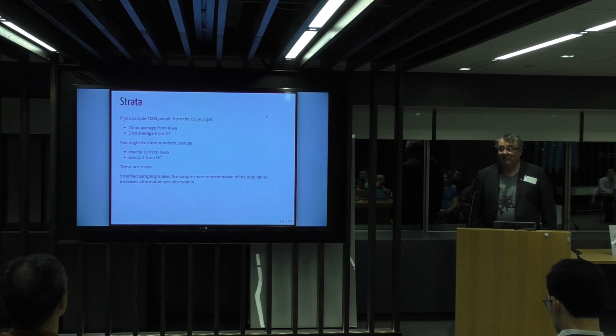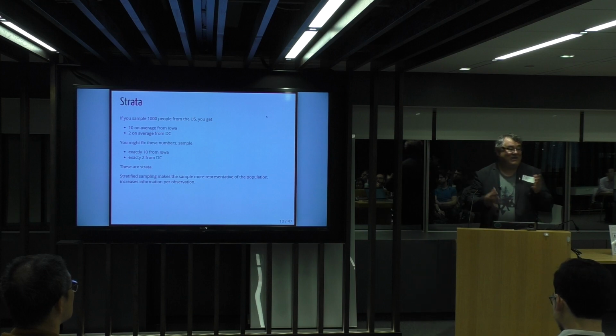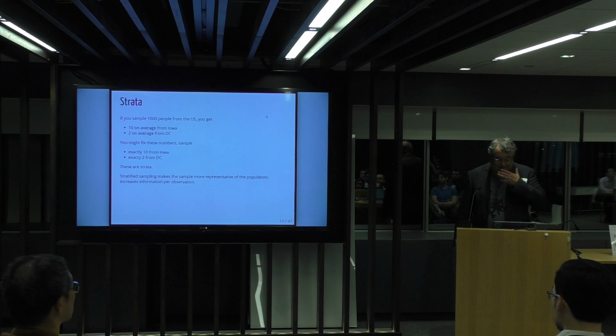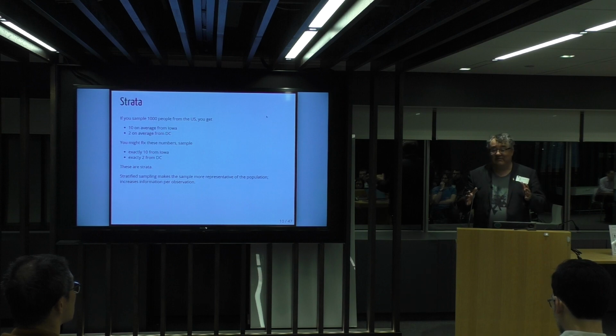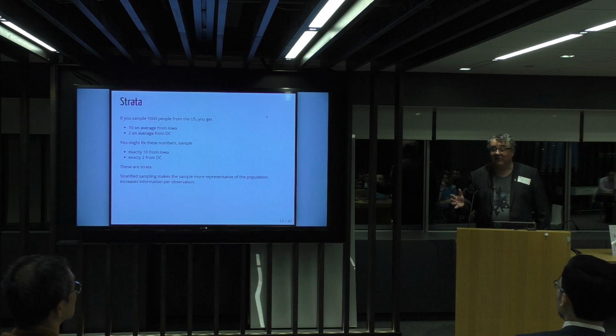And then there are strata, which are comparatively unimportant, but they're one of the things that knowing what they are distinguishes survey people from other people. So if you sampled 1,000 people from the US, on average you get 10 from Iowa or 2 from DC, but they'd be random. So you might get unlucky and get no one from Iowa. So what you might do is to fix in advance and say we're going to sample exactly 10 people from Iowa, 2 from DC, and so on. And those are then called strata. And stratified sampling makes your sample more representative of the population. And so you get more information per observation. So those are the 3 things about surveys that you need to know.